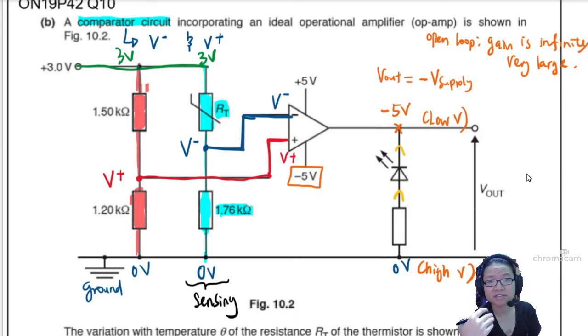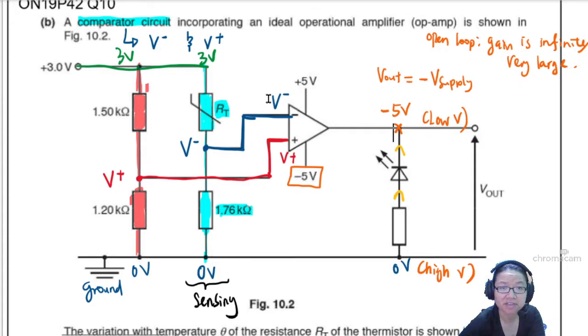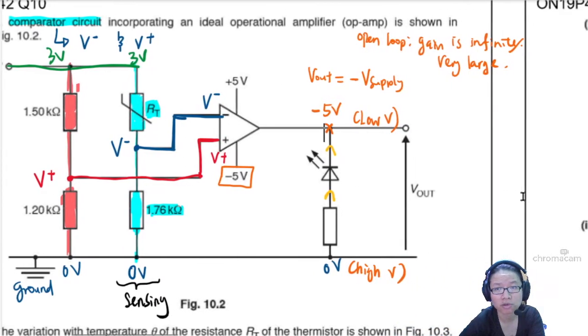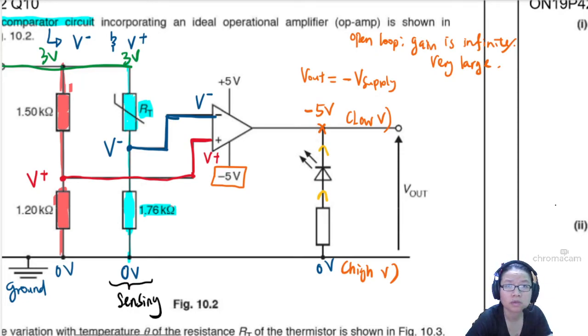So negative 5 is when the LED turns on. Positive 5 is when the LED turns off. But is there any point where there is no output? That will be the switching point. This switching point happens when V plus and V minus are the same. If you're a bit confused, I'll write it down for you. Number one, if V out is equal to negative 5 volt, LED on.